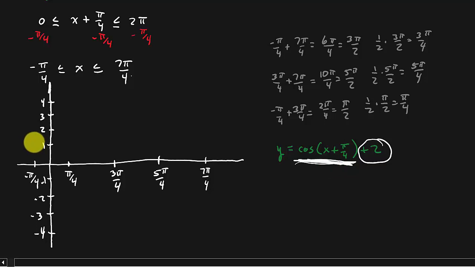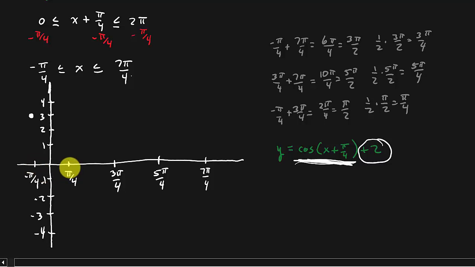Now look at the plus 2. I'm starting out at 1. There's a plus 2. So what is that going to do? It's going to move it up 2 units. You see that? And then where does cosine go? It goes from its maximum to 0. See, it's starting here at negative pi over 4. And then the next important point is what? Pi over 4. So cosine goes to 0.